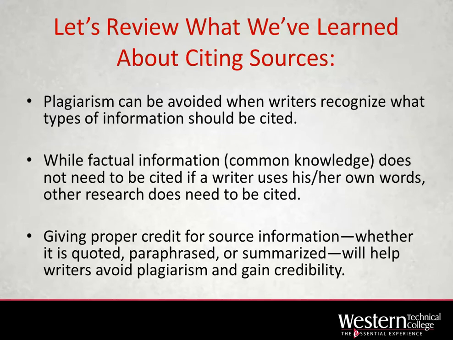Let's review what we've learned about citing sources. Plagiarism can be avoided when writers recognize what types of information should be cited. While factual information, or common knowledge, does not need to be cited if a writer uses his or her own words, other research does need to be cited. Giving proper credit for source information, whether it is quoted, paraphrased, or summarized, will help writers avoid plagiarism and gain credibility.